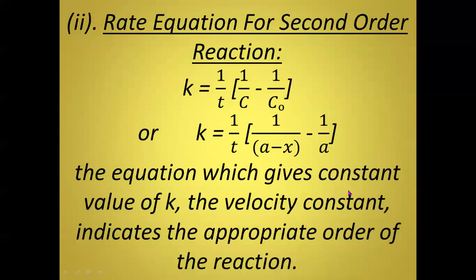The equation which gives a constant value of K, the velocity constant, indicates the appropriate order of the reaction. When we substitute these values in different equations, we will see for which the value of K is constant, means we are getting the same value of K for all readings.